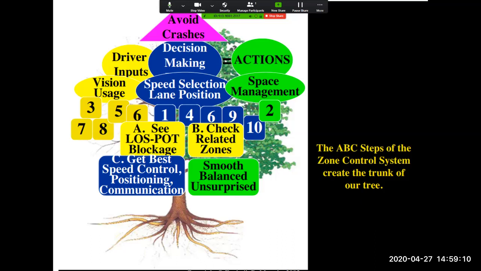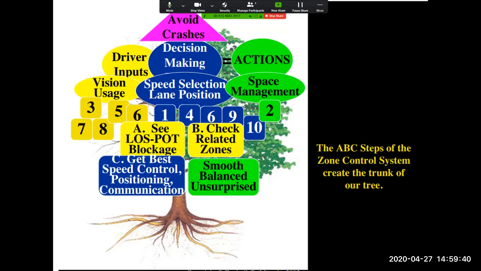Okay, I'm not only going to try and avoid that front collision, I'm also going to try and avoid that rear collision. Okay, and sometimes it's a balancing act of which one is going to be less severe, and you kind of have to accept that at a certain point if some people have made poor decisions. Okay, but if we're checking those related zones, it might be because we did not get the best speed control, positioning, or communication to do that.